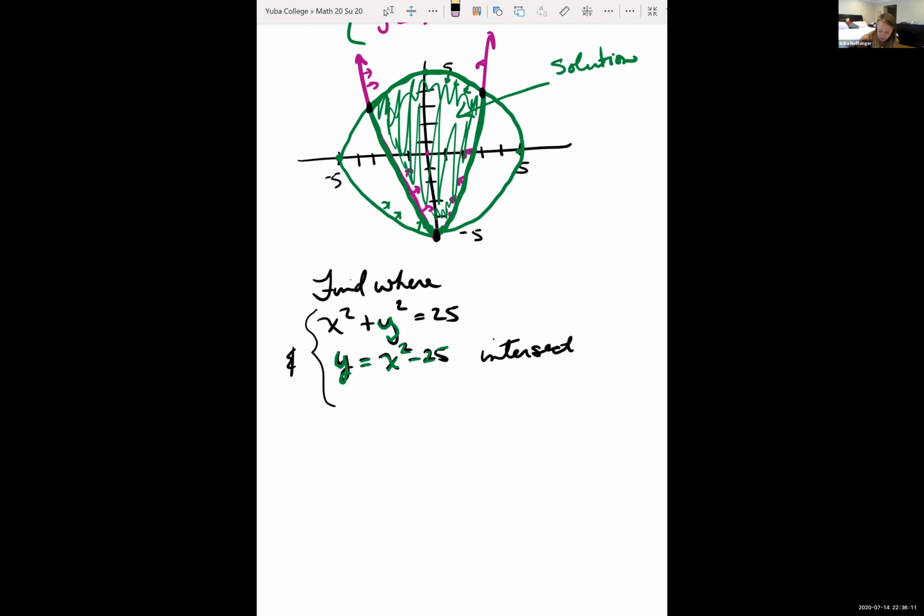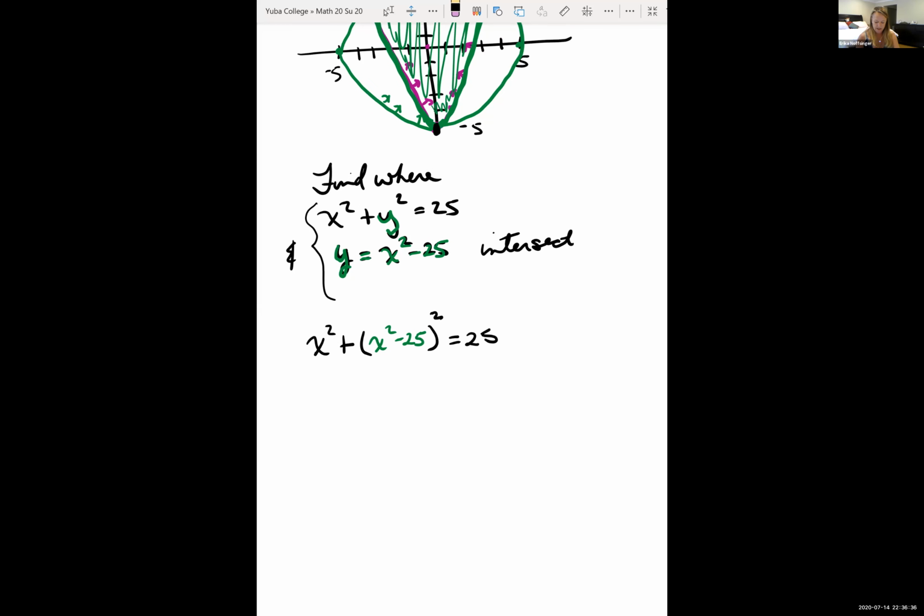We know what y is in terms of x. So if we go back and plug in what y is in terms of x into that first equation, you're left with x squared plus, you see a y there, we're going to rewrite it, put parentheses, quantity squared equals 25. Okay, so I can't just solve this, I have to expand this and combine like terms and try to factor and solve.